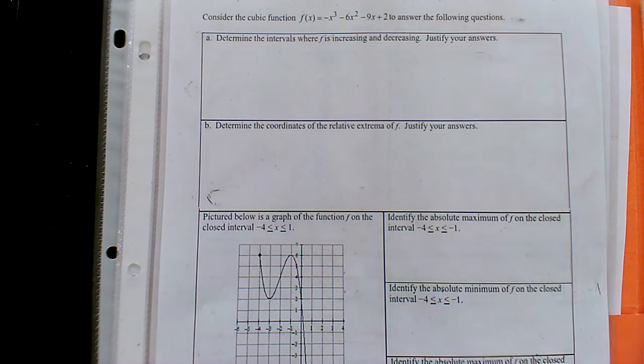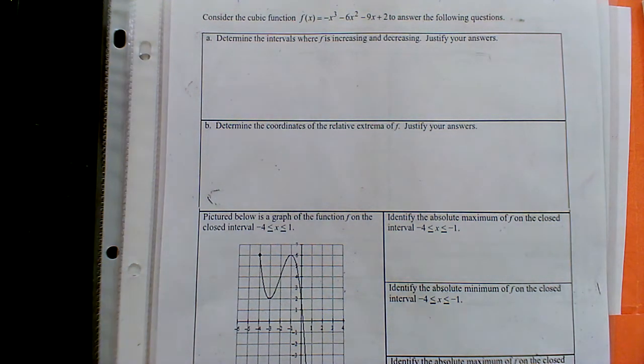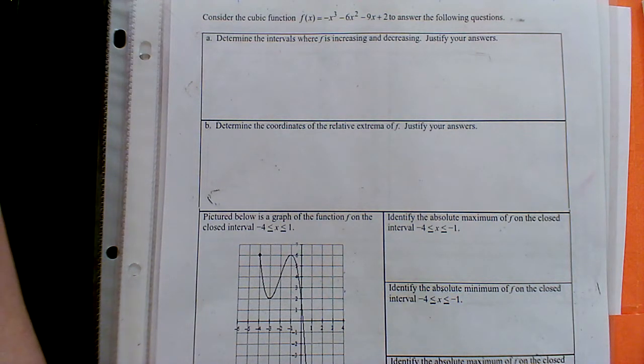All right. Let's see. Page 265. Okay. So on to page 265. Consider the cubic function, and it is listed there, to answer the following questions. Determine the intervals where f is increasing and decreasing. Justify your answers. So again, think back to last unit. That's what we're going to do here. How would we figure out where it's increasing and decreasing? What do we need to do? From last unit, how would you find where it's increasing and decreasing? We know how to do this.